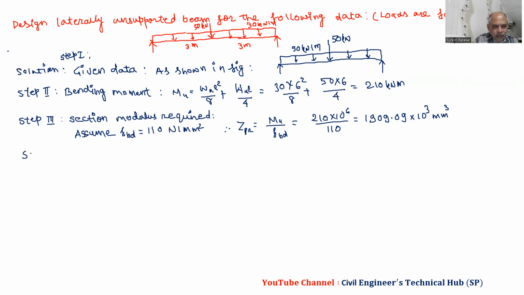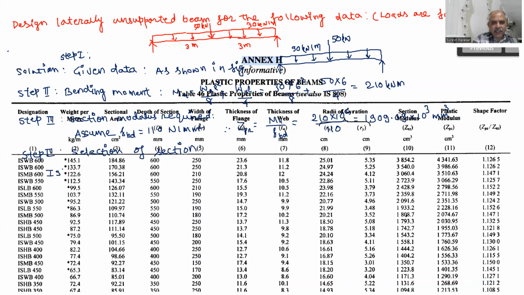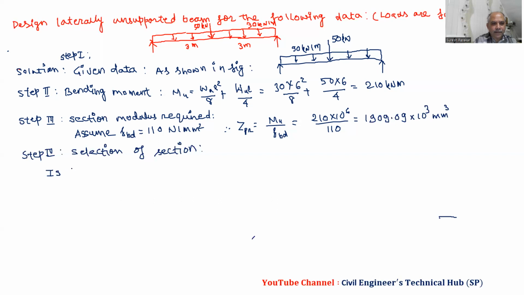Now we will go to step 4, selection of section. So we have considered ISMB 500. How will we select this? You can see this 1909. So we have this value, ISMB 500. You can see this, we have this value 2074. Therefore, we have selected this section, ISMB 500, that is 86.9 kg per meter.